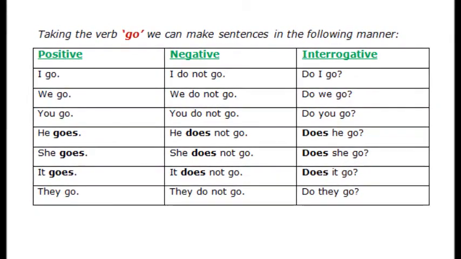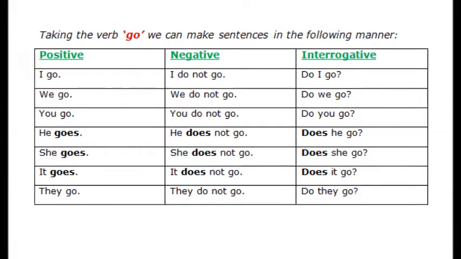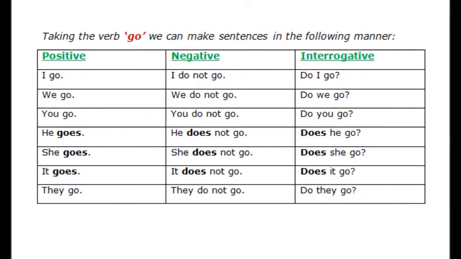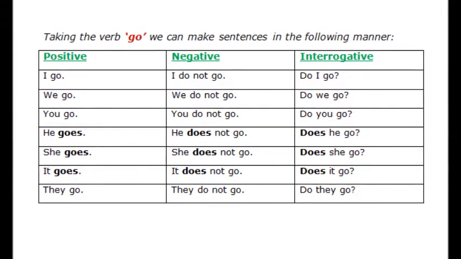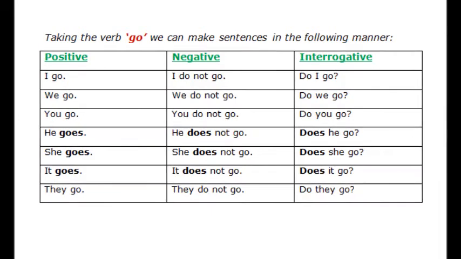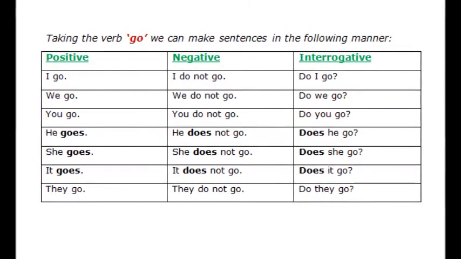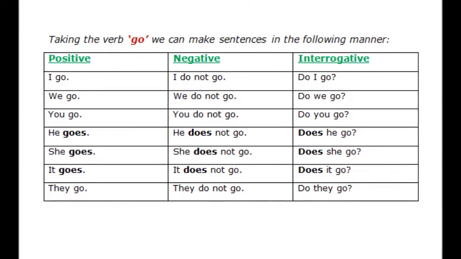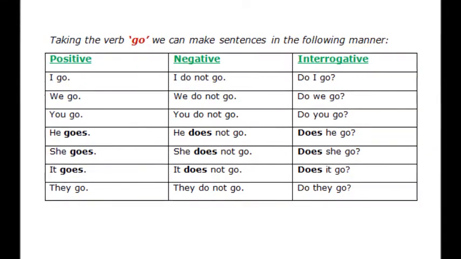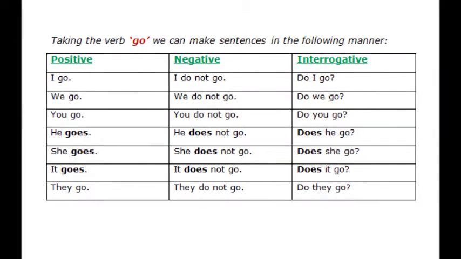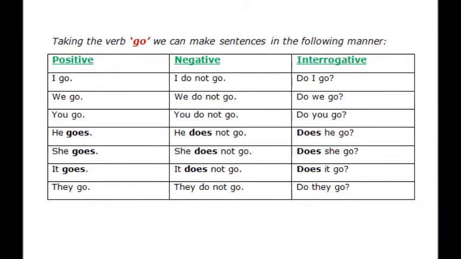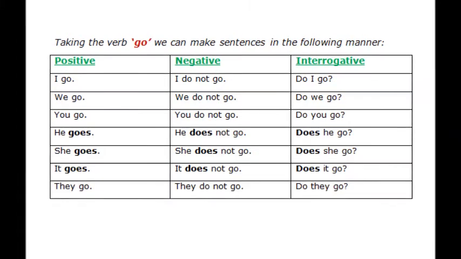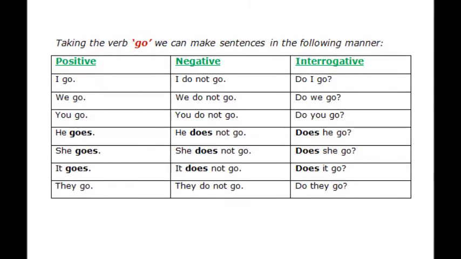Negative sentences. I do not go, we do not go, he does not go, she does not go, it does not go, they do not go. In interrogative, do I go? Do we go? Do you go? Does he go? Does she go? Does it go? Do they go? Like this.